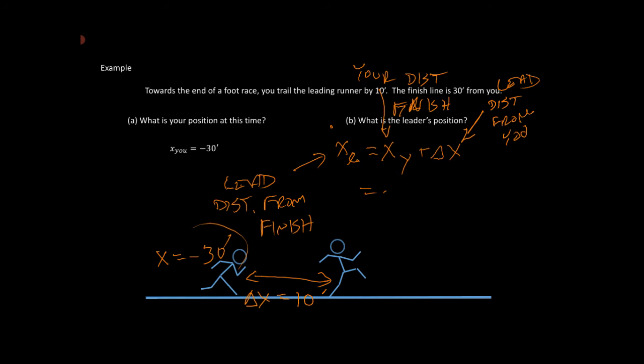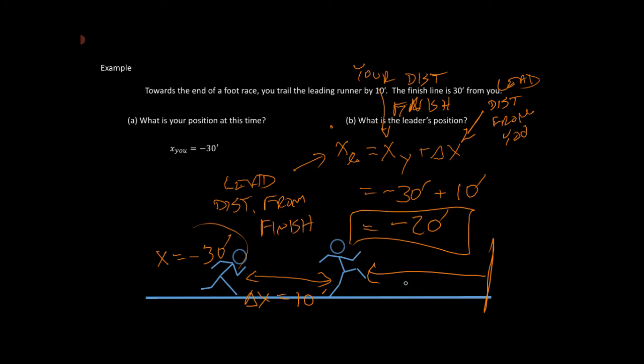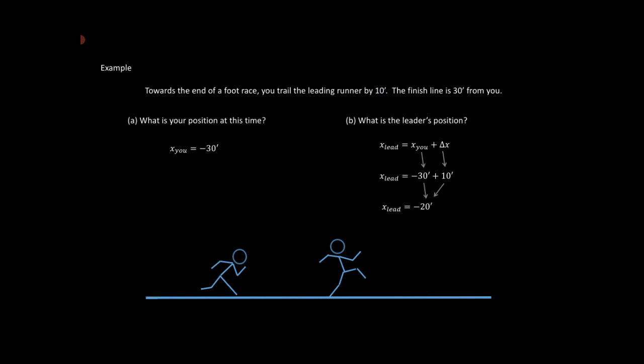So let's do that. Just minus 30 feet for your distance plus 10 feet for his distance. So that's minus 20 feet. So he's 20 feet from the finish line. It's got a minus sign because it's negative. All right, so there you are. You've got exactly that thing.